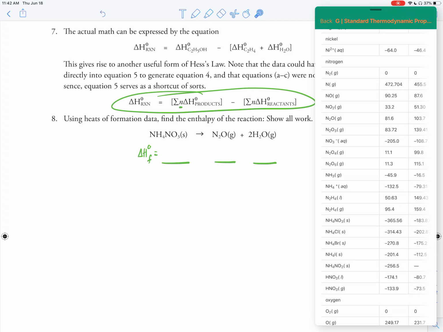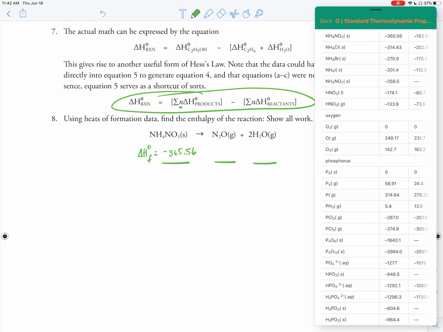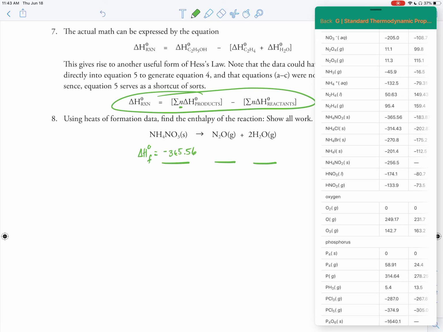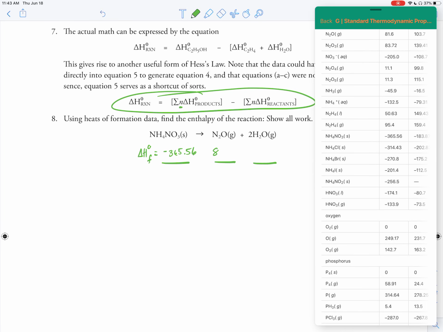And it turns out that the value you get from that is negative 365.56. Let me move that. It's the very first one below the green there. And that's your delta H value for the formation of that particular substance. So we want to do N2O. So let's look for N2O. And we want to make sure it's gas. That's 81.6. And then what we want to do is look for water.